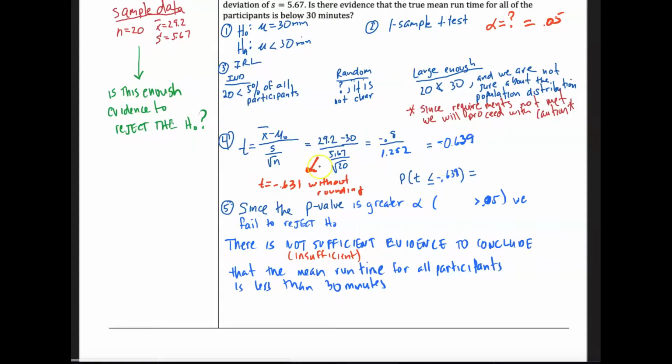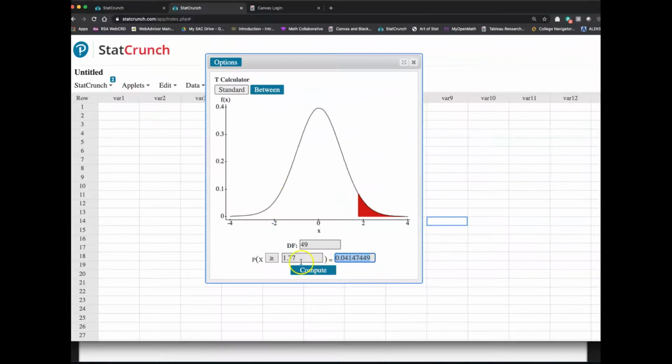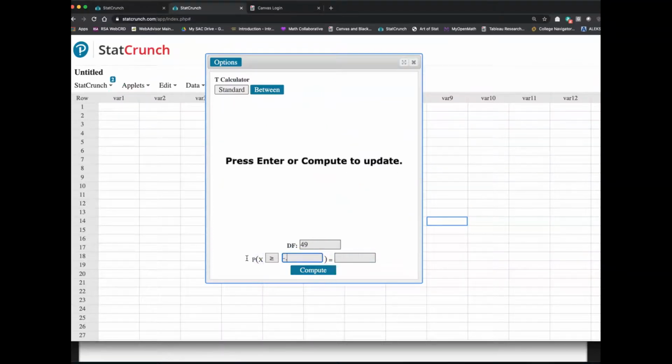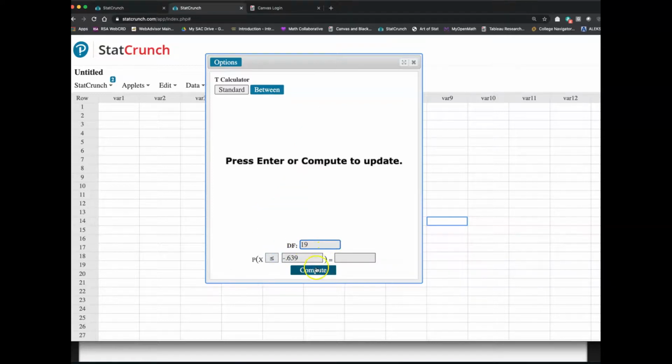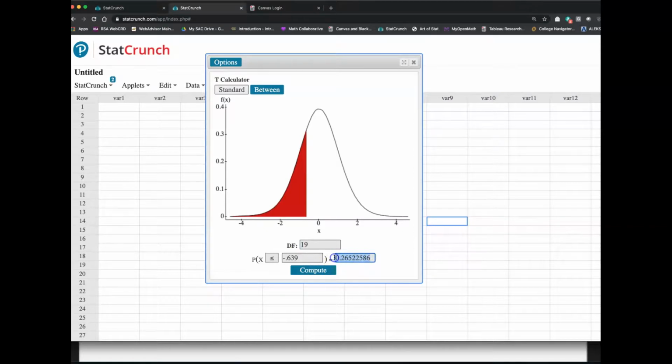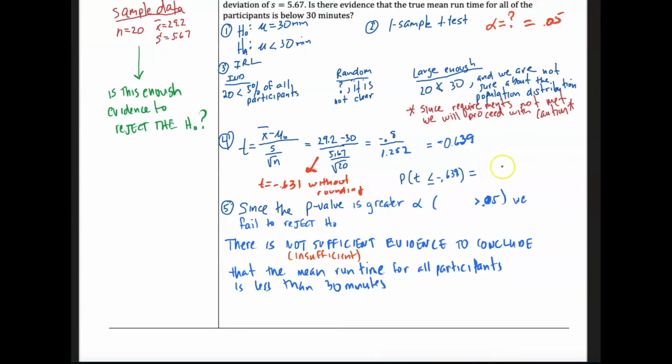Step 4 would be to do the test statistic. Again, you substitute into these values here. You will get negative 0.639 if you don't round. Either way, what we see is that we have a test statistic, and we have to get the p-value, that t is less than negative 0.639. Our degrees of freedom, n was 20, so this would be 19. Compute, and I get a p-value of 0.265.